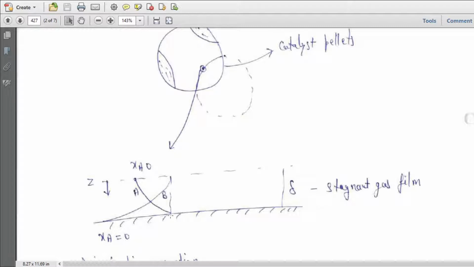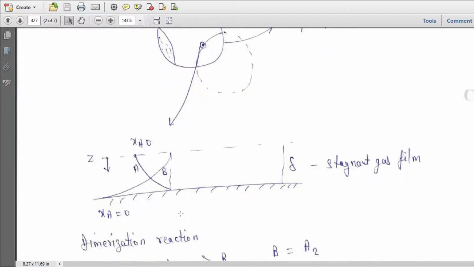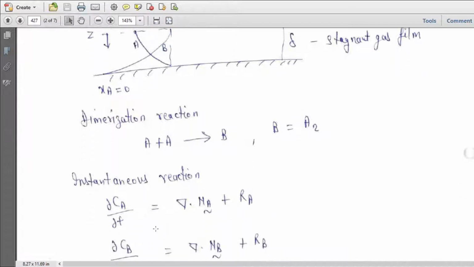So here you have this catalyst, and whatever amount of A reaches this particular point is totally consumed. So this is the case of an instantaneous reaction here, and the product formed diffuses back to the stagnant gas film. So this is the Z coordinate and total film thickness is delta. The reaction considered is a dimerization reaction: 2A is getting converted to B, so B equals A2.